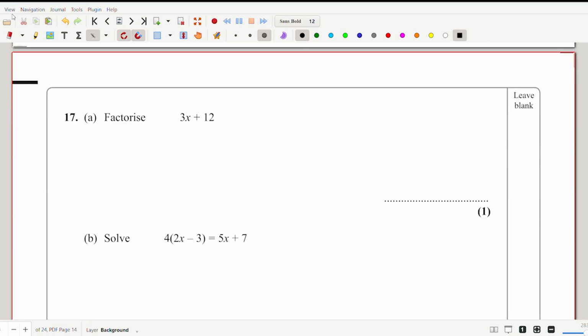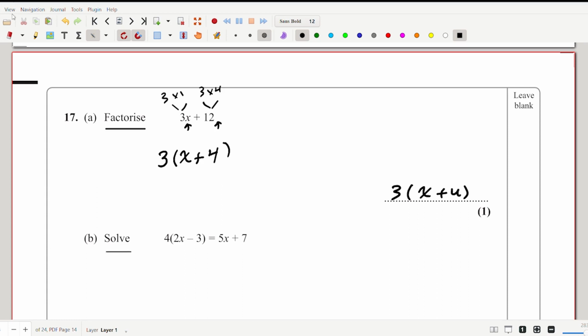Now question 17, factorize. Here we have x and here we do not have x, so we'll be busy with the number. So 3 times 1, and here we have 3 times 4, so 3 is the common factor, taken out, times what is left over, x plus 4. So the answer is 3 times x plus 4.